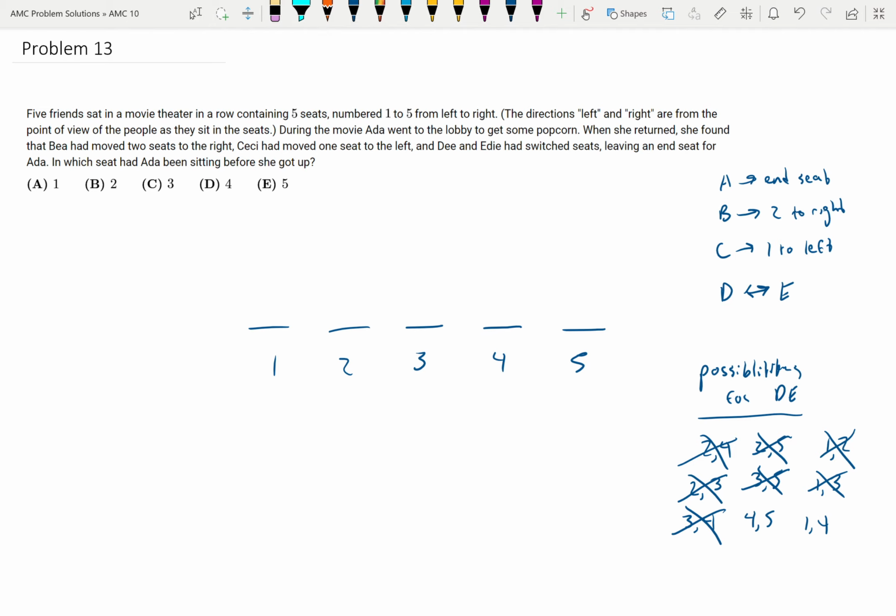So now 4 and 5. Let's say D's here, E's here. So here, B would have to be in 1, because it's moved 2 to the right. C would have to go here, and then A would go here. So B is going to move here, C is going to move right here, and then A is going to take that end seat. So that actually works. So 4, 5 works.